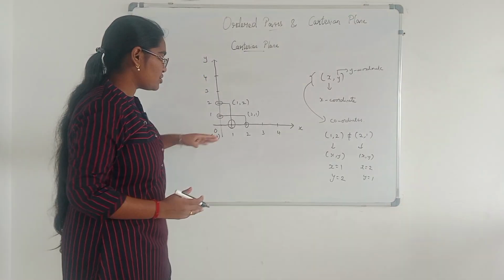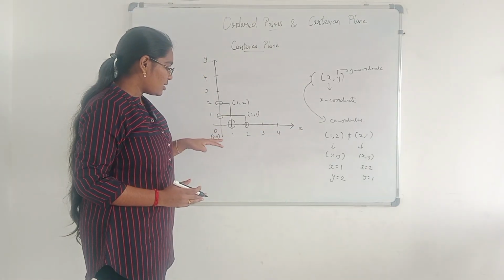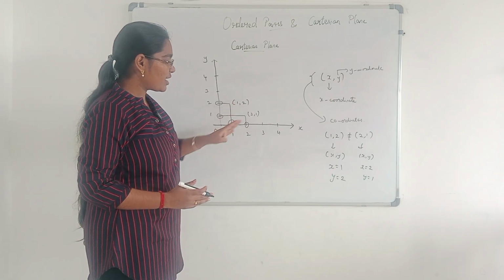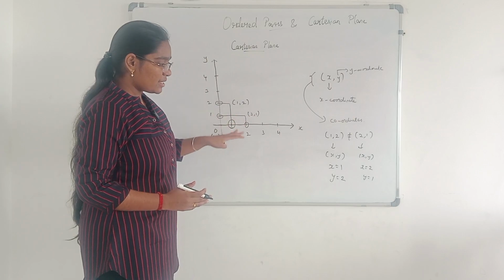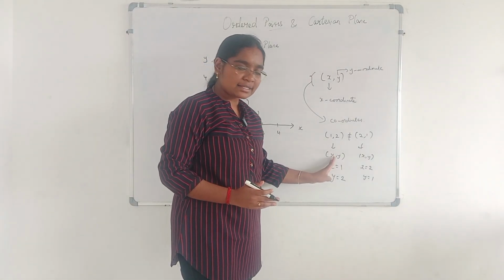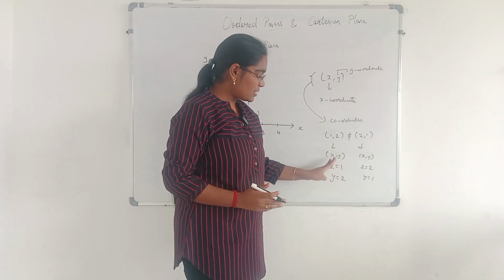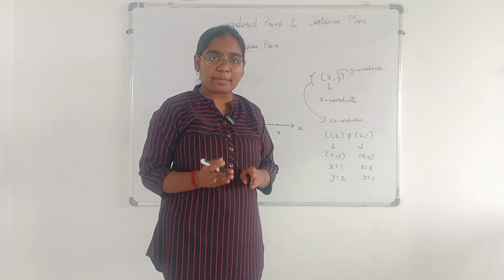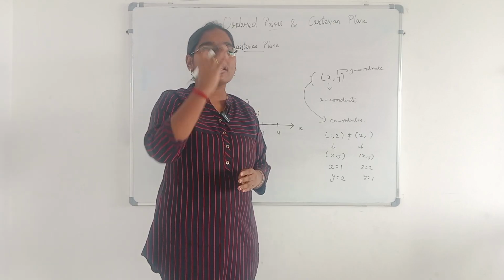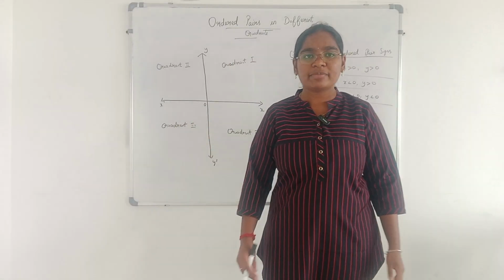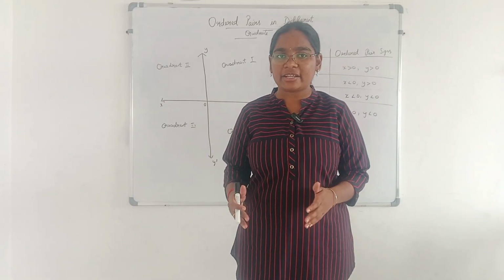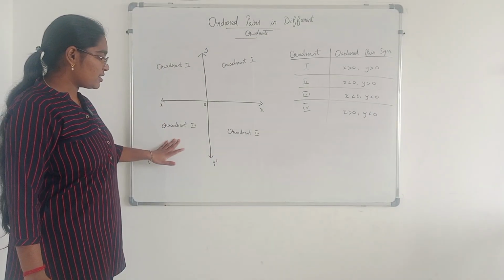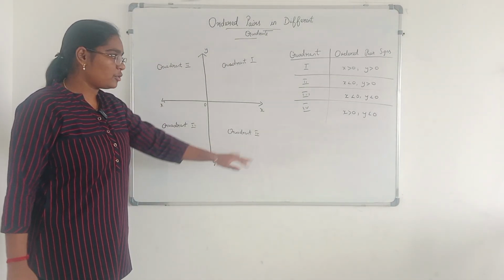The Cartesian plane is the intersection of the x and y axes. Here this O is the 0, 0 origin, and we can plot the points here where the first element is x and the second element is y. So x represents the element on the x-axis and the second element y represents the element on the y-axis. In this diagram, we are splitting the Cartesian plane into 4 parts. This is quadrant 1, this is quadrant 2, this is quadrant 3 and this is quadrant 4.